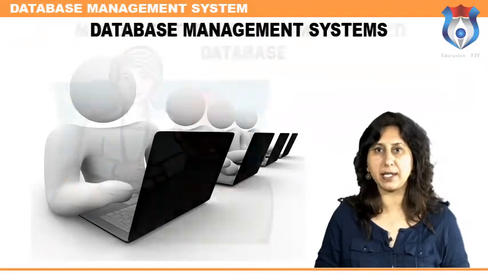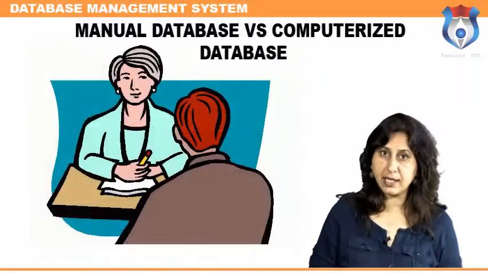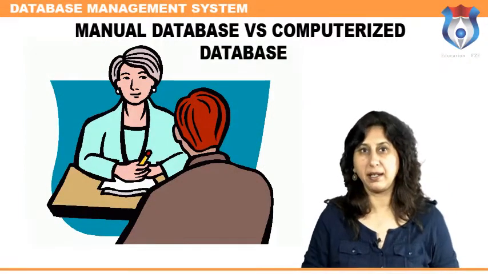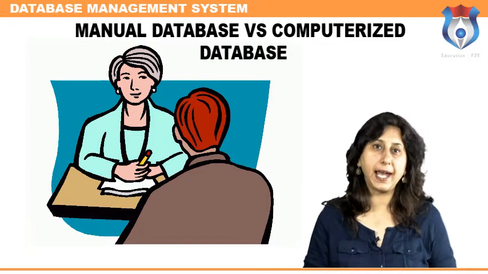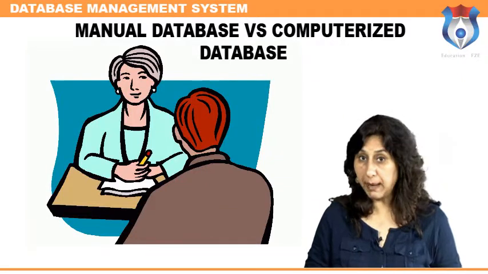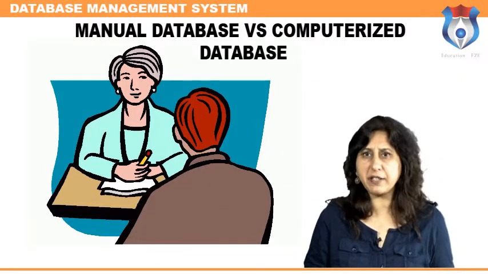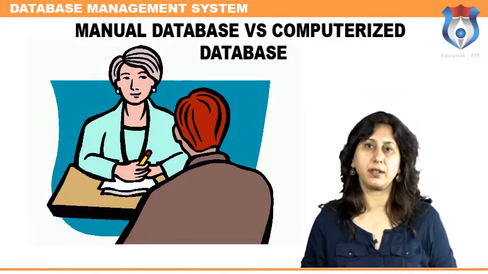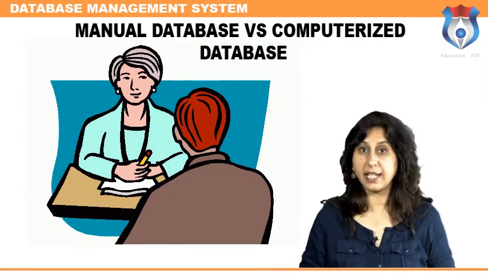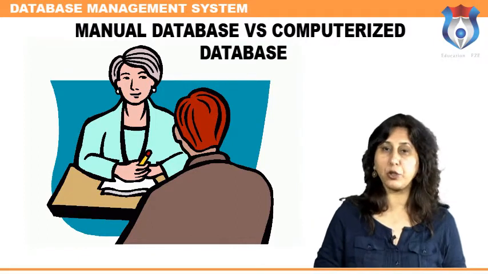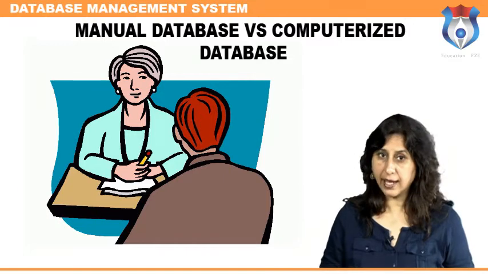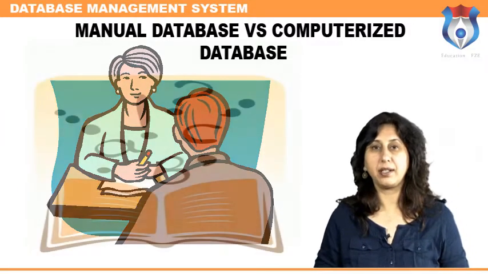Manual database versus computerized database. Manual database. Manual database is that in which data is recorded in register. With manual database, it becomes very difficult to find any records. Examples of manual database: a dictionary, a telephone directory, an encyclopedia, a catalog, a library index card, an atlas, a diary.